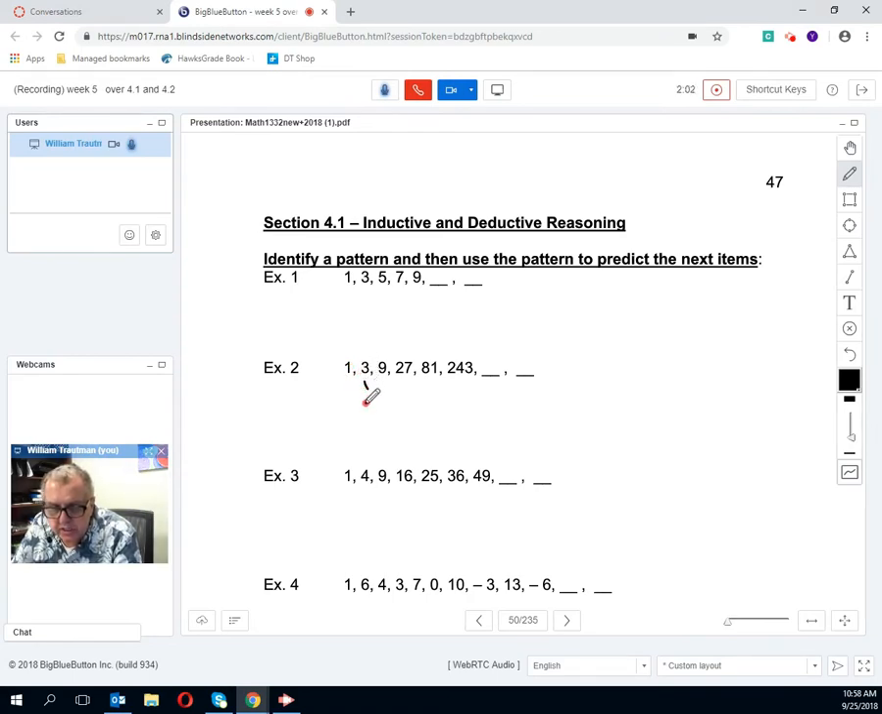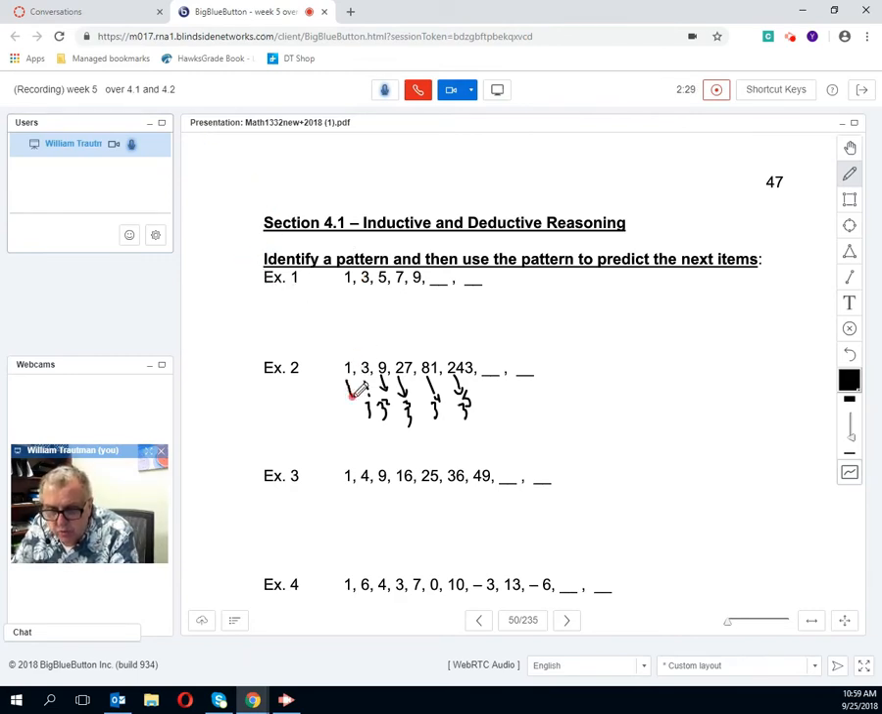3 is 3 to the 1 power. 9 is 3 to the 2 power. 3 times 3 is 9. 27 is 3 to the 3rd power. 3 times 3 is 9, times 3 is 27. 81 is 3 to the 4th power. 243 is 3 to the 5th power. You can try that on your calculator. 3 to the 5th power, you get 243.